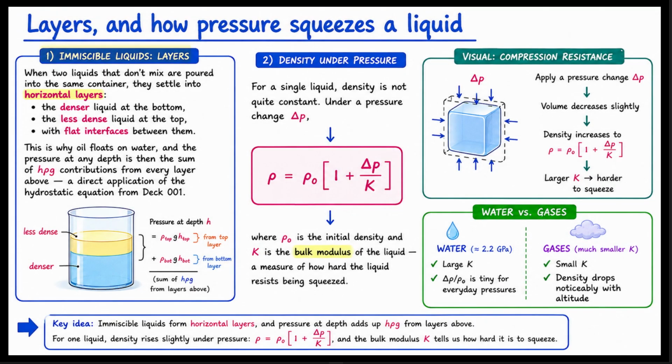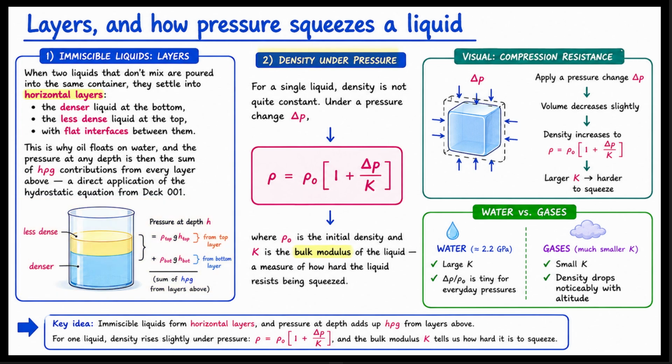Immiscible liquids and density changes with pressure. Drop two immiscible liquids into the same container and gravity separates them. The denser liquid sinks to the bottom and the less dense one rides on top, with a flat interface between the layers. That is why oil floats on water, and the pressure at any depth is then simply the sum of h rho g contributions from every layer above, a direct application of the hydrostatic equation from earlier.